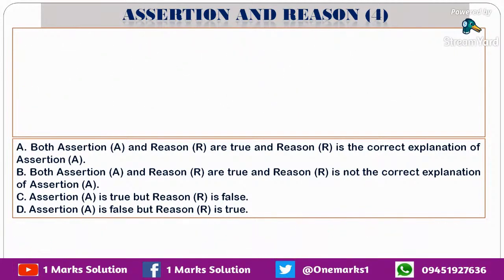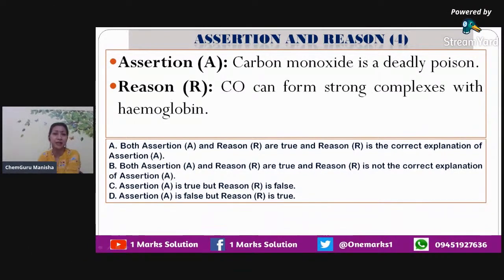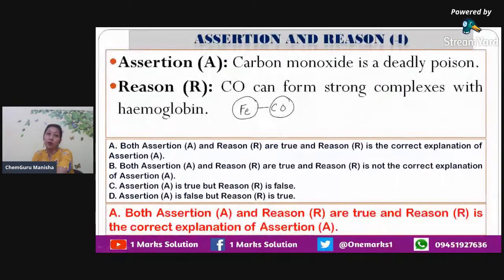Next, the fourth assertion is carbon monoxide is a deadly poison. We agree that yes, it is a deadly poison. And the reason is carbon monoxide can form strong complexes with hemoglobin, which is absolutely correct. Hemoglobin consists of iron. When carbon monoxide binds with iron, it forms a very strong metal carbonyl compound. And since it's poisonous, it binds with hemoglobin and ultimately spreads the impact in your entire body. So assertion is true, reason is true, and it explains the assertion as well. That is why we'll go with option A.